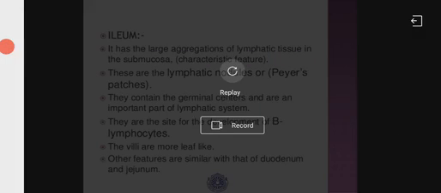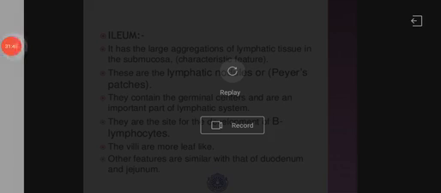So this is all about today's class. With this, I have completed the histological features of the small intestine.